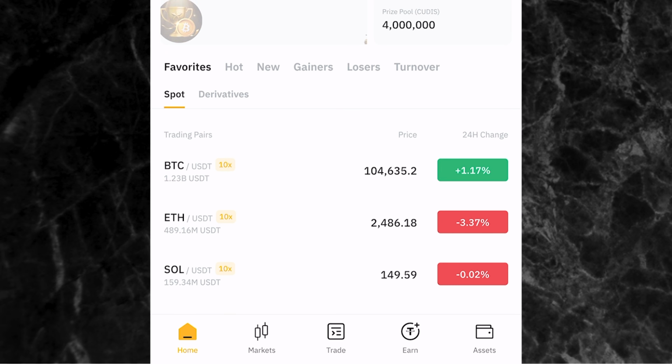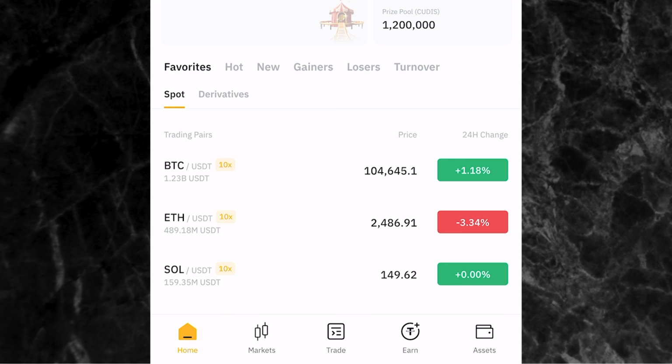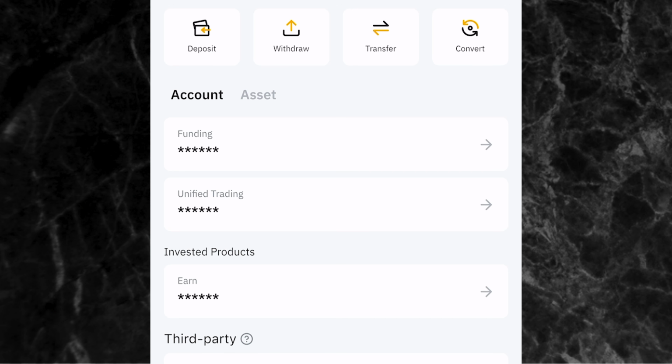Now, as you can see on the screen, I'm on the home page of the Bybit app. The first thing you want to do if you want to do futures trading on Bybit is to make sure that you have USDT in your unified trading account. Now, to do that, you need to go to your asset page, and to go to your asset page, you click on where the arrow is pointing to, where you have asset right here, and then it will bring you to the asset page on your Bybit app.